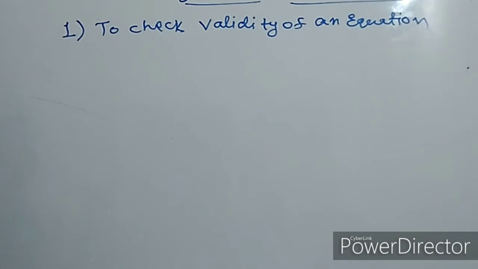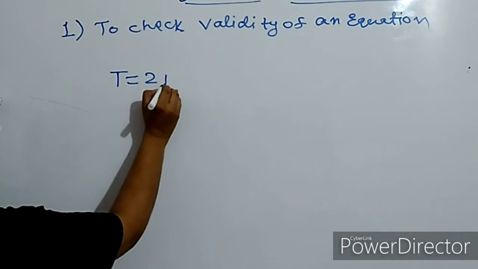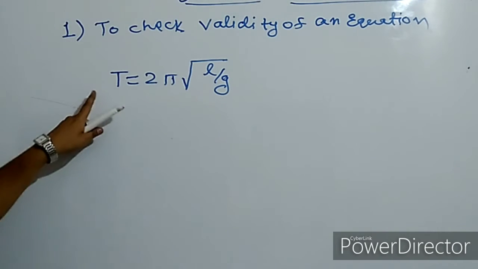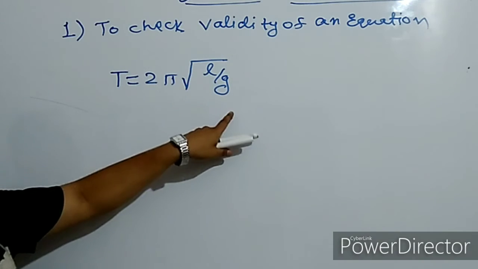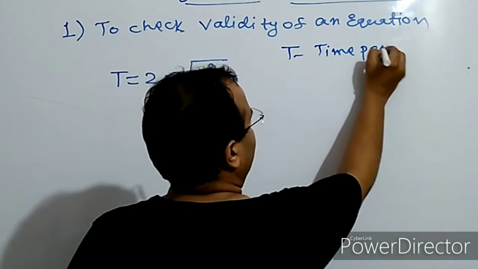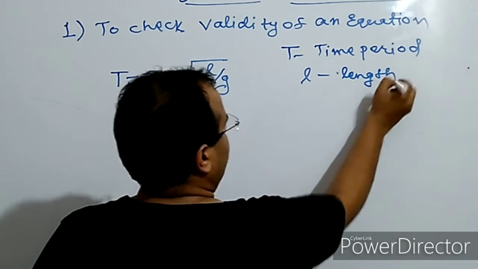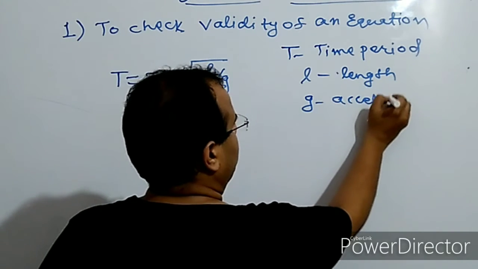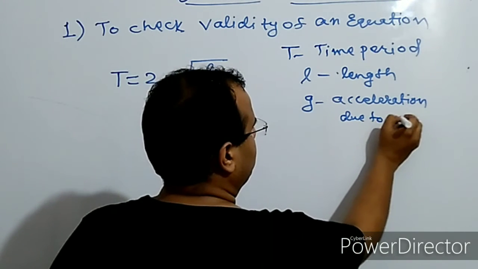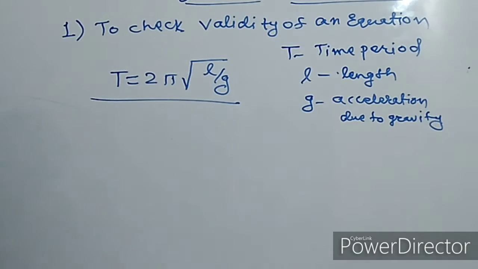So how can we check the validity of an equation? Suppose we have an equation. This is the equation of the time period of a simple pendulum, which is given by T equals 2 pi root L by g, where capital T is the time period of oscillation, L is the length, which is also called the effective length, and small g is the acceleration due to gravity. Now you have to find the dimensional validity of this equation.